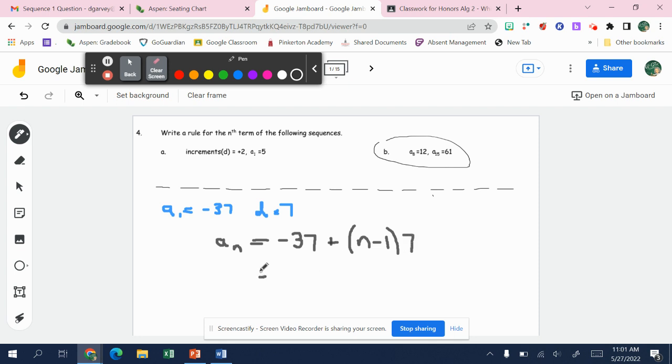Now I'm just going to simplify this. I'm going to have minus 37 plus 7n minus 7. And then when you solve that, I'll get negative 42, or 7n minus 42. And then that will be my rule. Hope that helps.